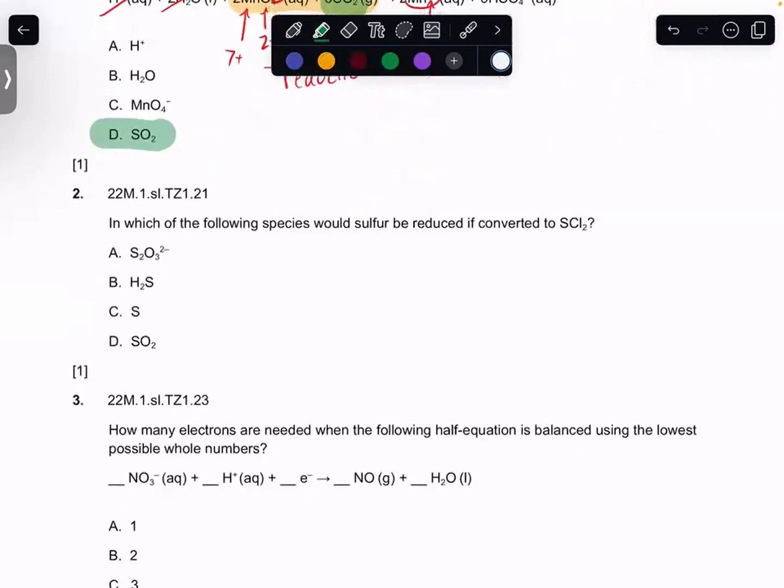Number 2, which of the following species would sulfur be reduced if converted to SCl2? So if it's reduced, that means it's going to be decreasing oxidation state. So let's find out what it's going to end at. Each chlorine is 1 minus, but we have 2 of them. So this must be 2 plus to balance that out. So we have to decrease or reduce to 2 plus.